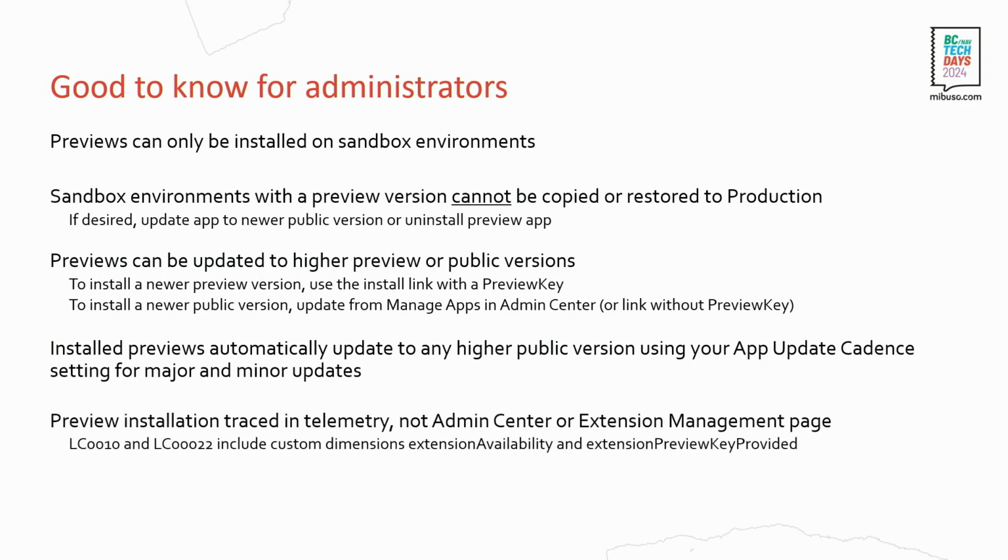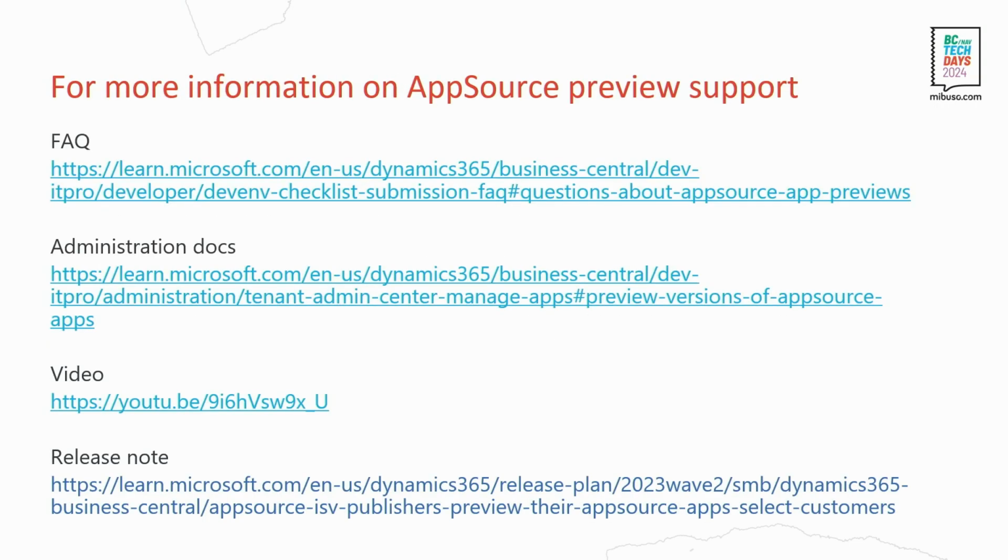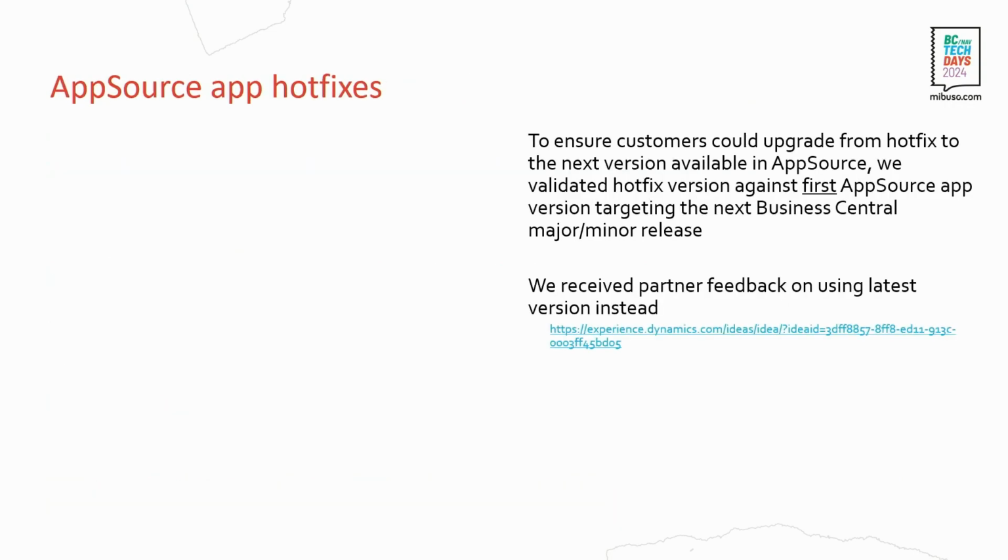Now, the installation of previews are tracked in telemetry just for normal apps. But we don't track them in extension management and the admin center. So there's a couple of signals here that you can see. If you want to know more about this, there's a couple of links here to the fact. We have a little video on this available on YouTube as well. We talk about it in the launch event as well.